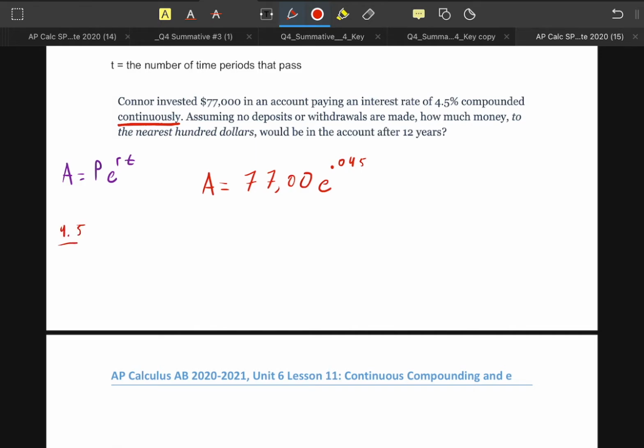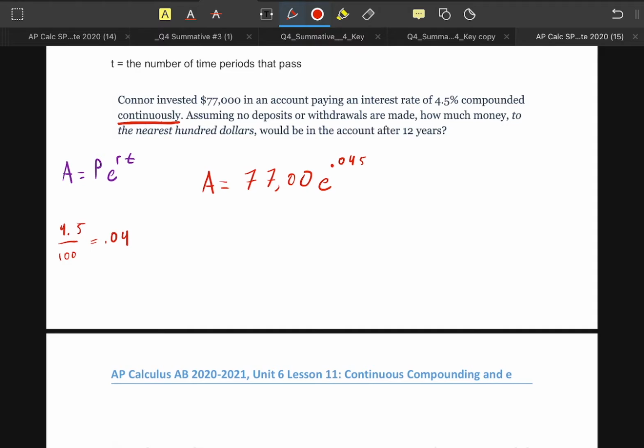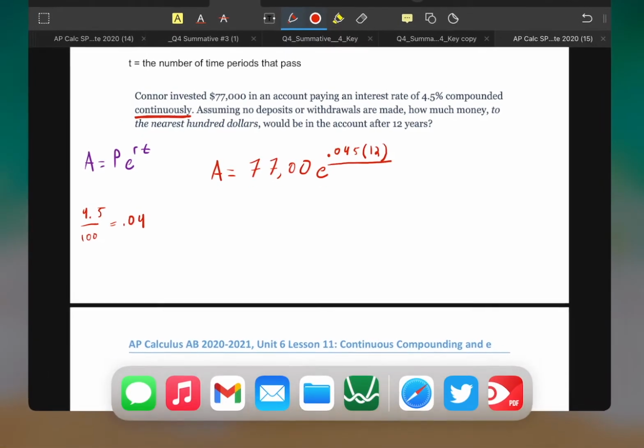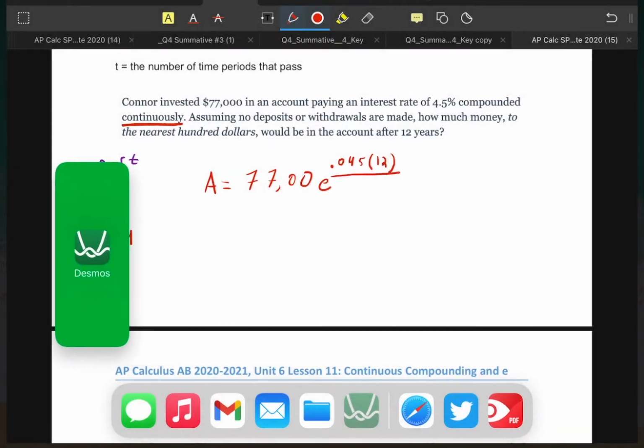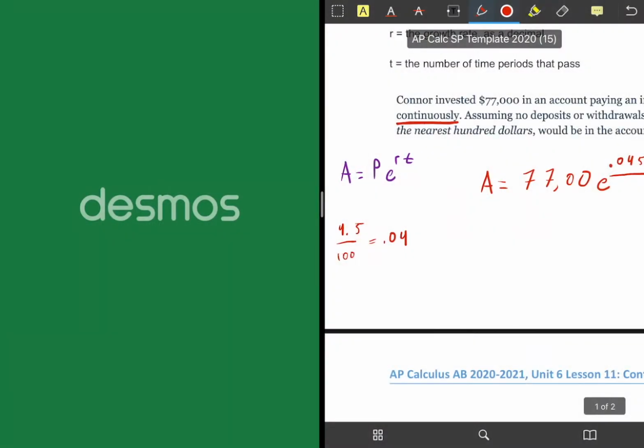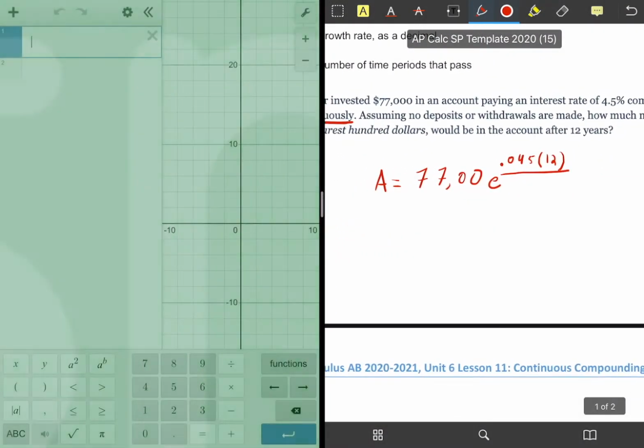One thing that you definitely want to watch out for in this formula: we're used to doing 1 plus or 1 minus here. We're not going to do that. It's just straight up the rate. So 0.045 times 12. And so this right here is the rate times the time. And e takes care of the fact that it's compounded continuously. So let's see what this one would be. Let's just open up our app on Desmos. I'll show you how you'd enter this in a calculator.